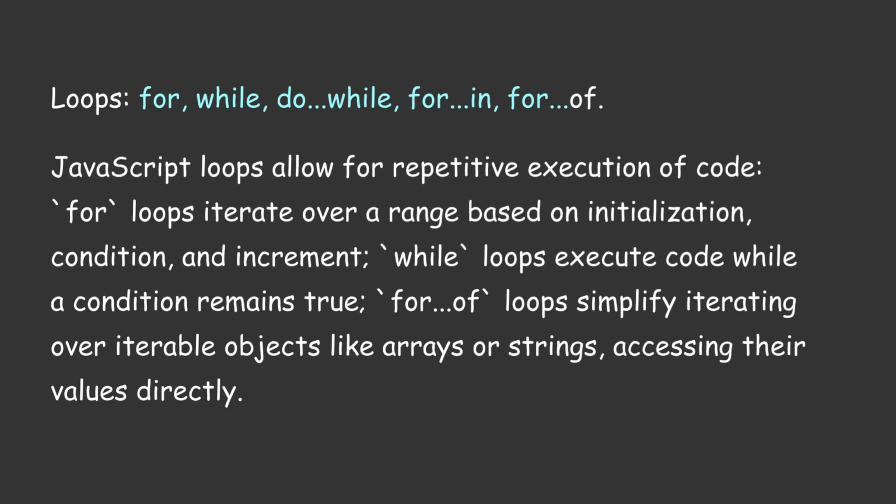Loops in JavaScript provide ways to iterate over data. The for loop runs a block of code a set number of times. The while loop executes as long as a condition is true. The do while loop runs at least once before checking the condition. For in iterates over object properties, while for of loops over iterable objects like arrays. These loops offer flexibility in handling repetitive tasks efficiently.